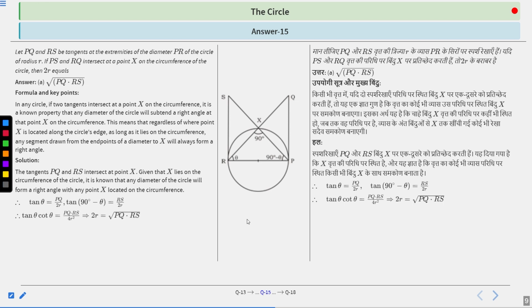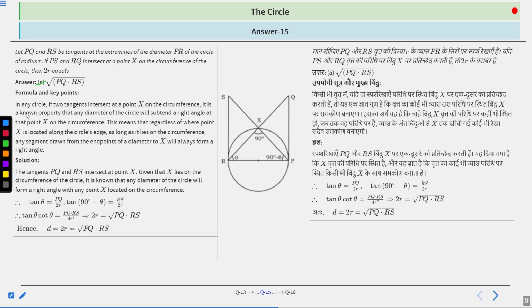Got it? So tan theta into cot theta will be equal to PQ into RS upon 4R square. Therefore, 2R is equal to root over PQ into RS. Hence, 2R is equal to root over PQ into RS, right? Therefore, option A is the right answer: root over PQ into RS. Got it?